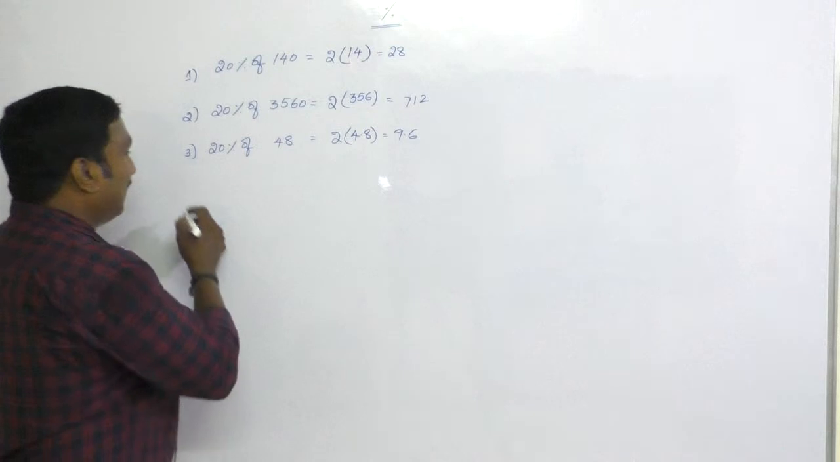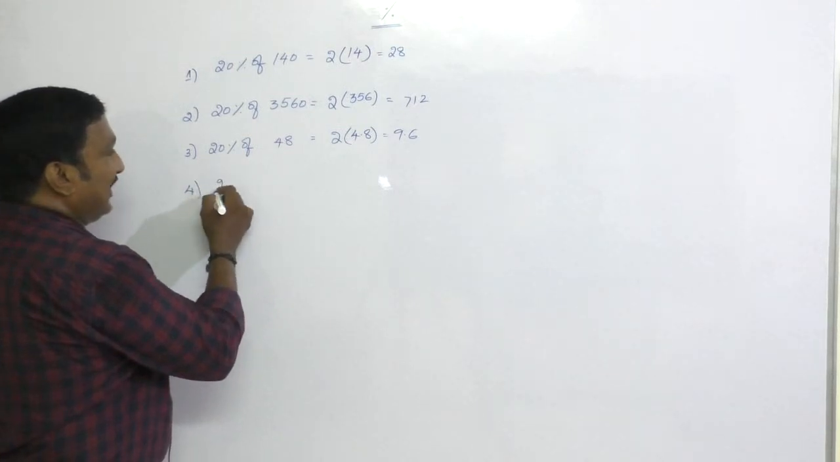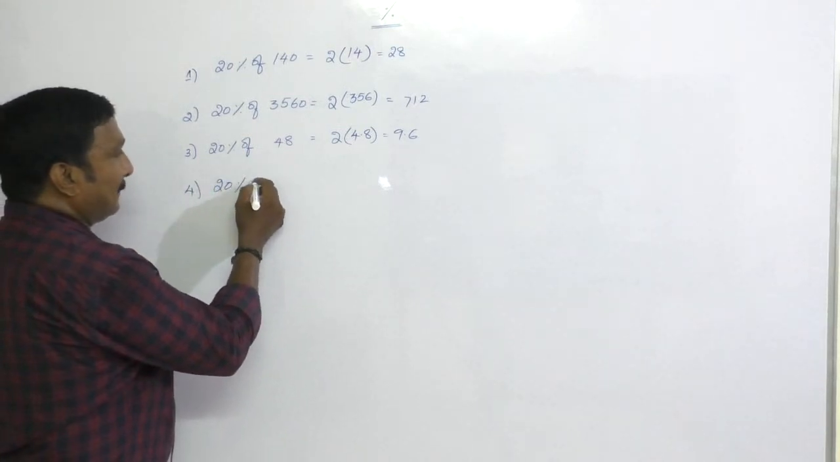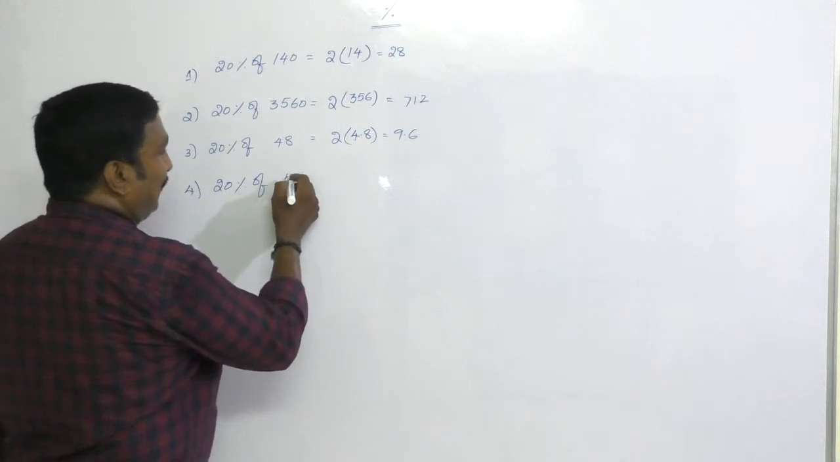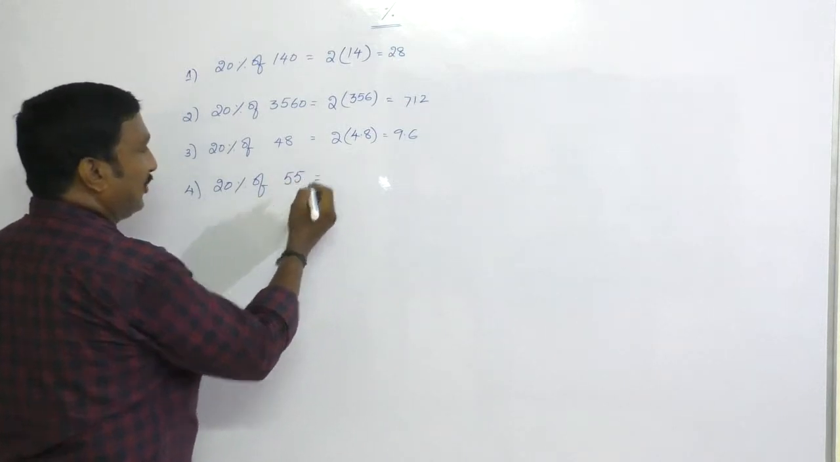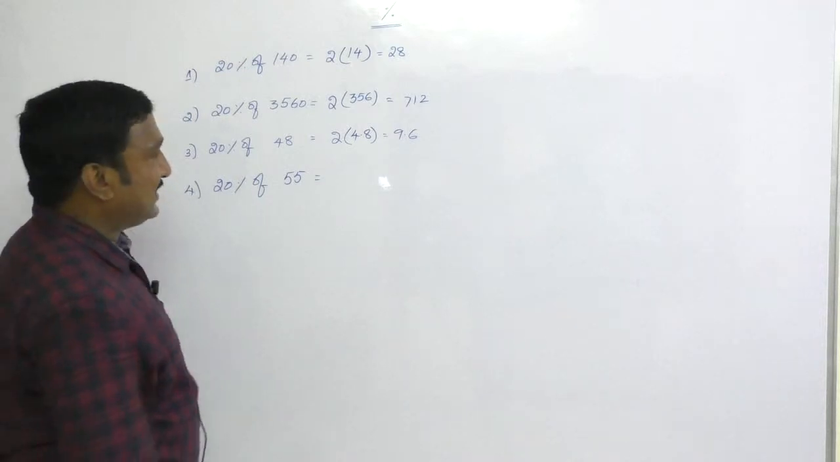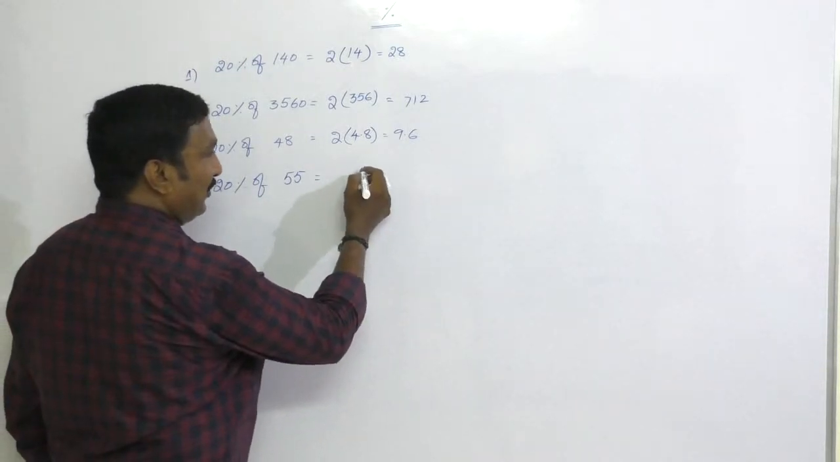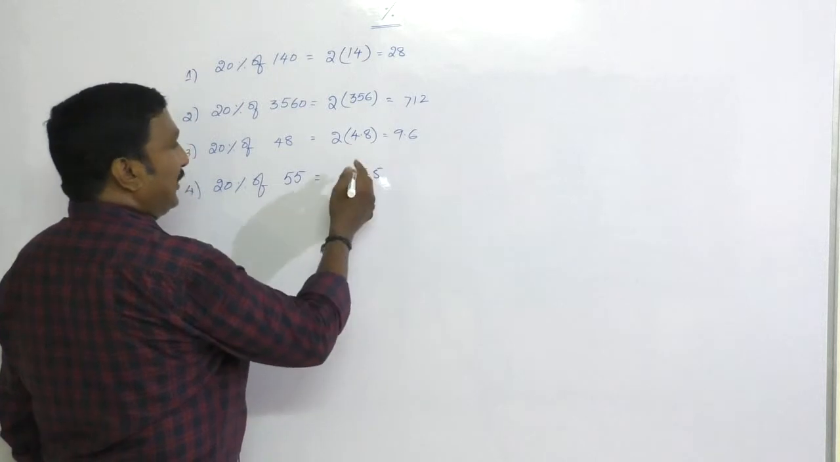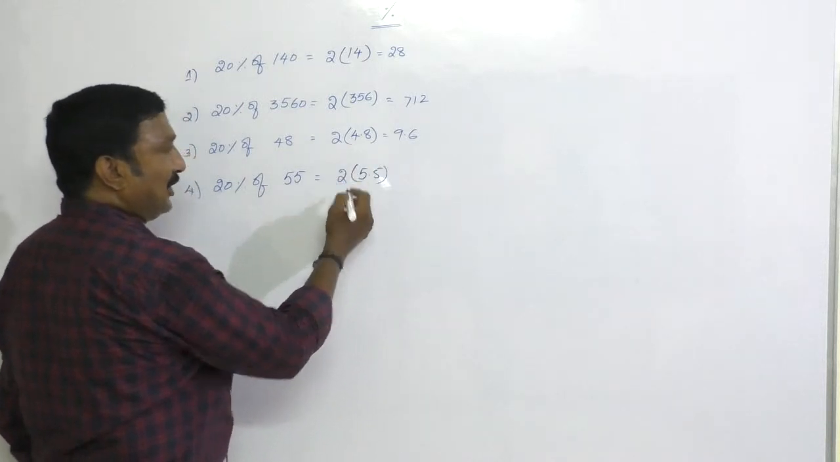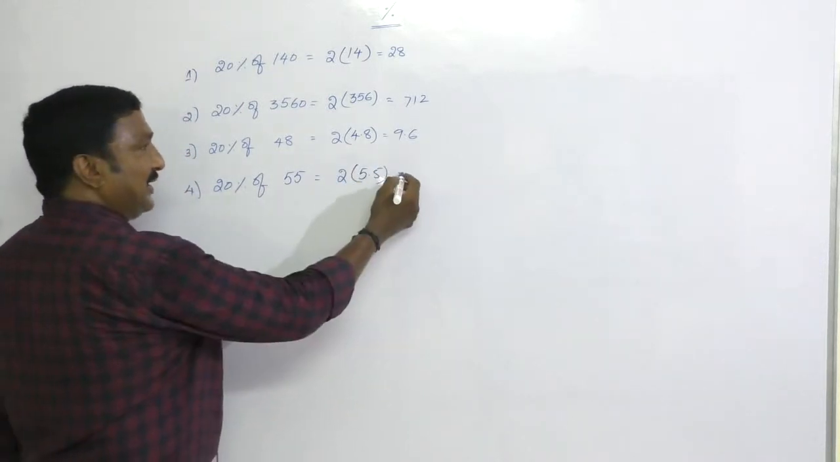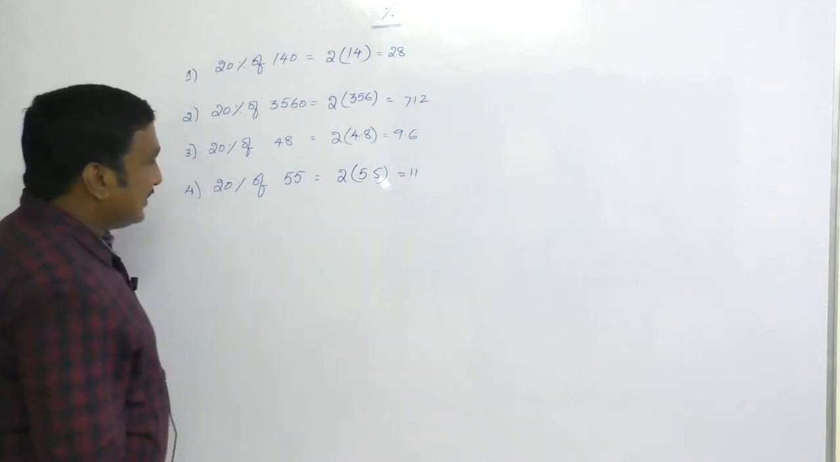I will give one more number. So 20% of 55. So what is the 20% of 55? So first I will calculate the 10%. 10% is nothing but 5.5. Then 2 times of 5.5. 2 times of 5.5 is how much? 11.